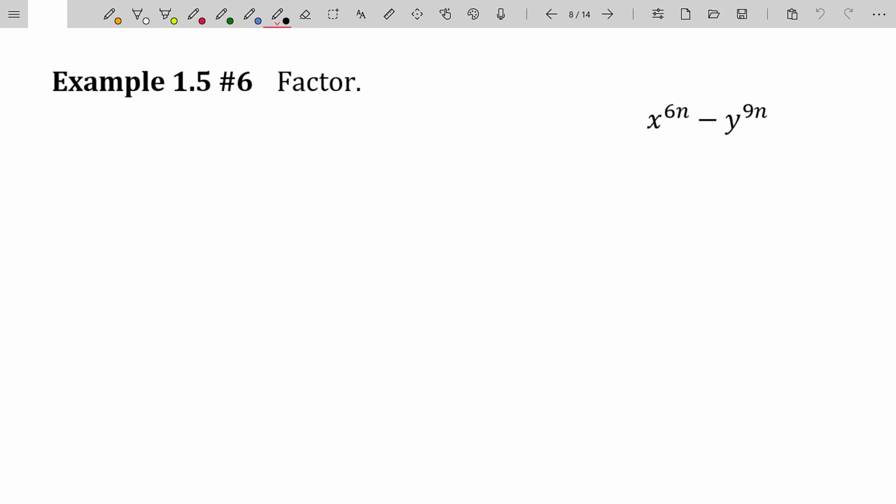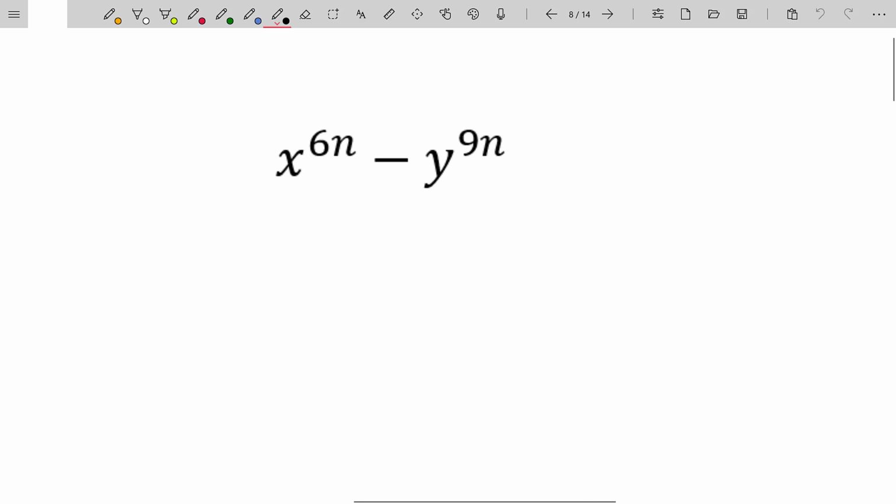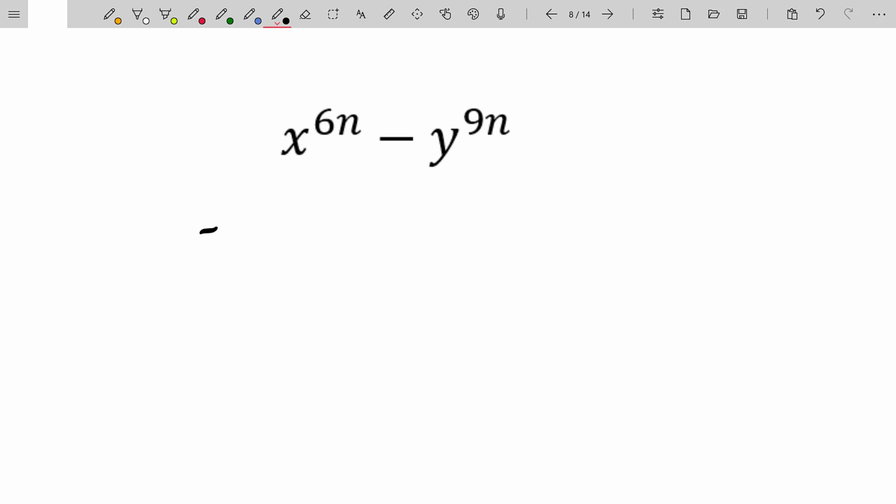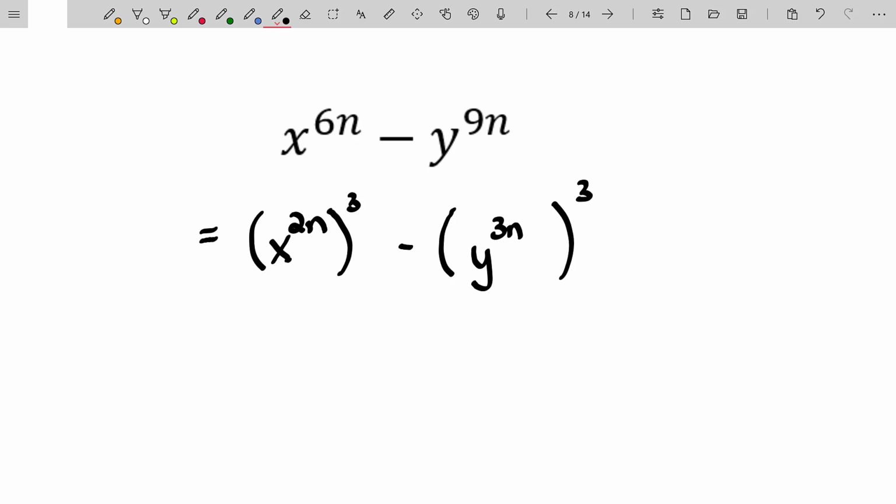We have x to the 6n minus y to the 9n power. That is actually a difference of cubes. If you can't see it, you should always try to rewrite it as a difference of cubes. You should say, well, could that be written as something cubed minus something else cubed? And the answer is yes. That's an x to the 2n being cubed, and this is a y to the 3n being cubed.